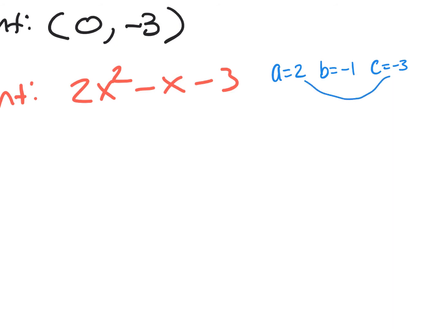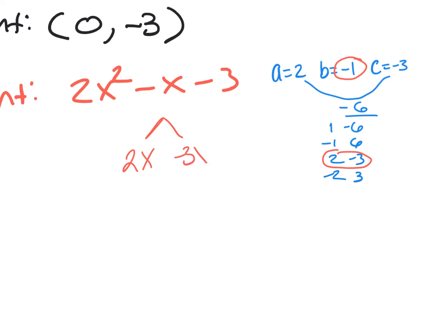So we do a times c, that gives us negative 6. Then I list all my factors of negative 6, and I'm looking for factors that will add to give me negative 1, the b value. That would be 2 and negative 3. So I'm going to rewrite my middle term, my x term: 2x minus 3x. The constant stays the same. The squared term stays the same.